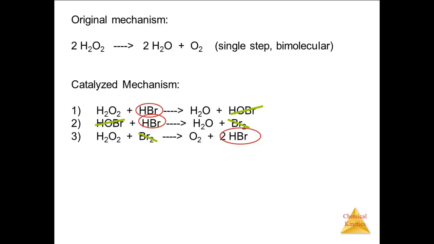This is how a catalyst is recognized in a mechanism. It is a reactant first and a product later, and is not part of the overall reaction. Note that the HBr is not present after the second step, and is formed again in the third step. The overall reaction is still the same, as it must be.